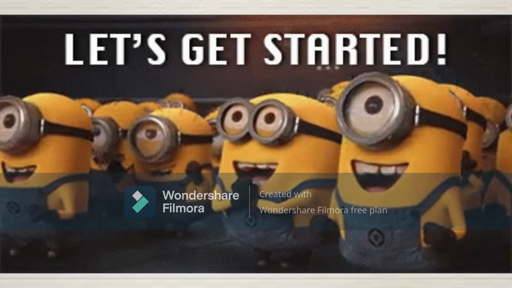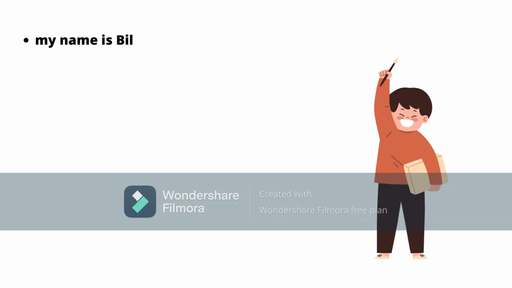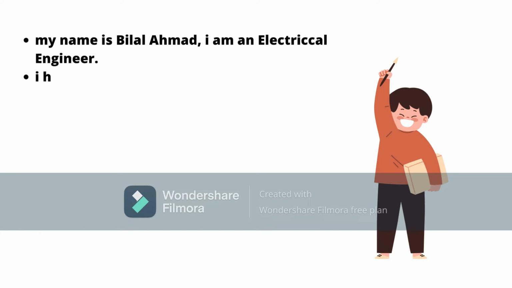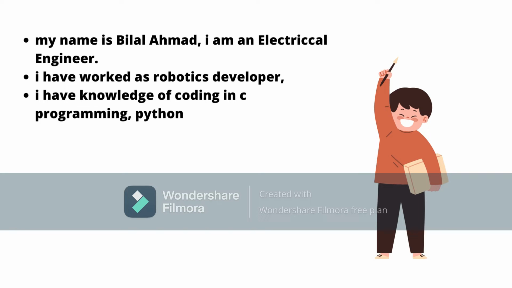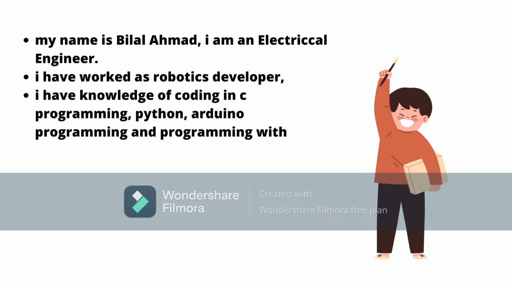So, let's get started. My name is Bilal Ahmed, I am an electrical engineer, I have worked as a robotics developer. I have knowledge of coding in C programming, Python, web development, Arduino programming and programming with MATLAB.